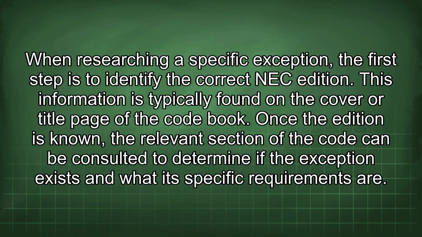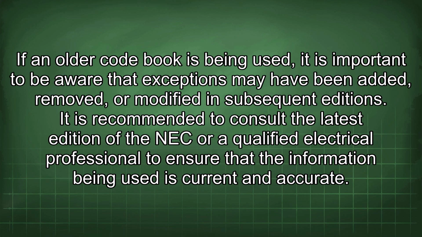When researching a specific exception, the first step is to identify the correct NEC edition. This information is typically found on the cover or title page of the code book. Once the edition is known, the relevant section of the code can be consulted to determine if the exception exists and what its specific requirements are. If an older code book is being used, it is important to be aware that exceptions may have been added, removed, or modified in subsequent editions.